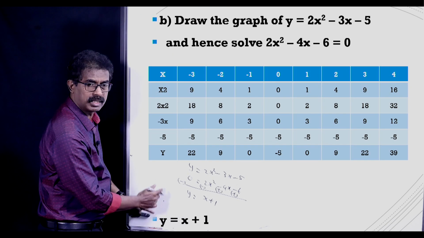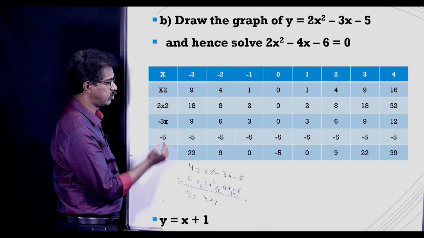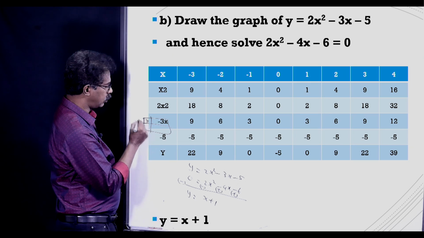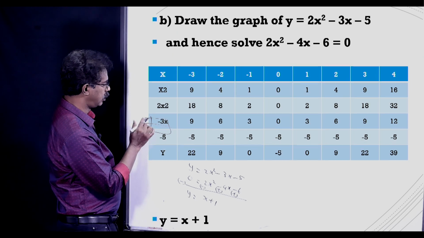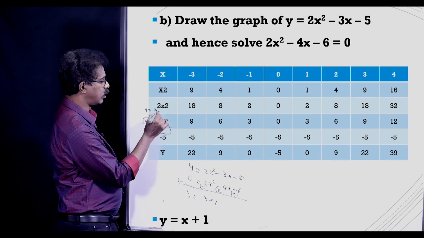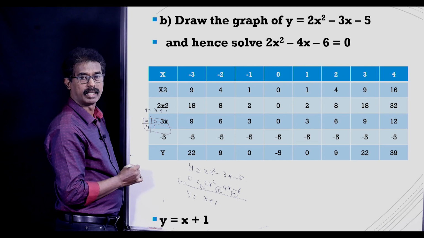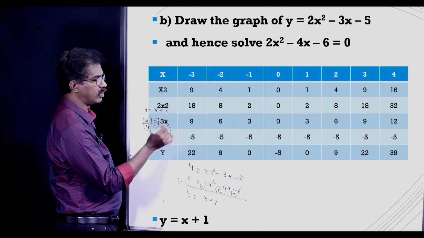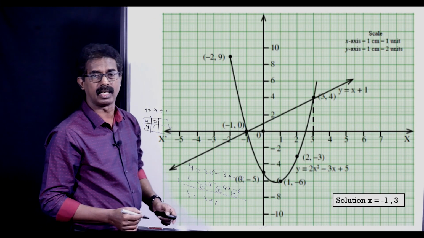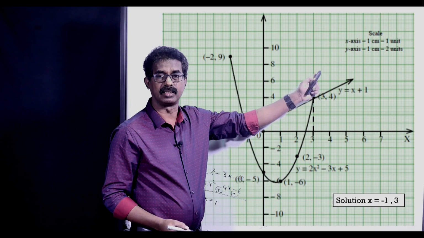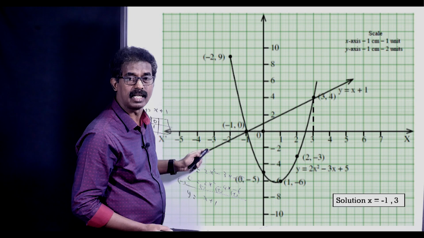For that you draw another tabular column, right? For y equal to x plus 1, you draw a small tabular column. Y is equal to x plus 1, right? For x you put 0, y is equal to 1. You want more value or 2 values you find out, you plot the points. When you draw that, this is the graph you are getting for the first one. Then the line, this is the line you are getting.